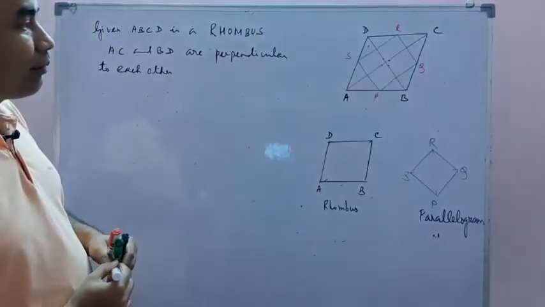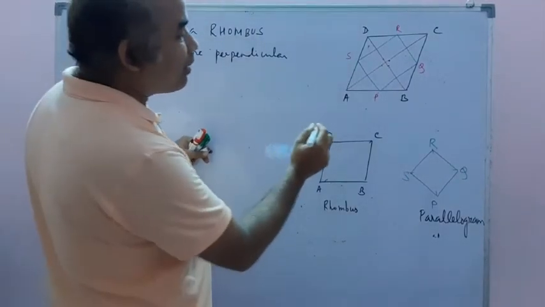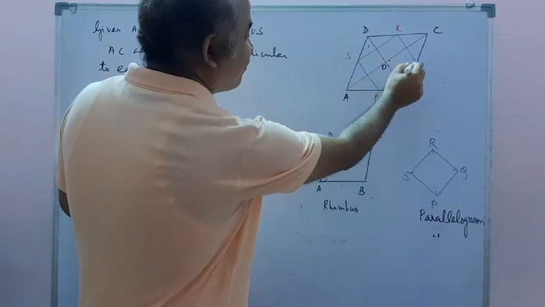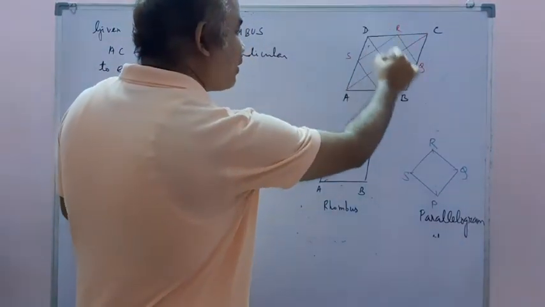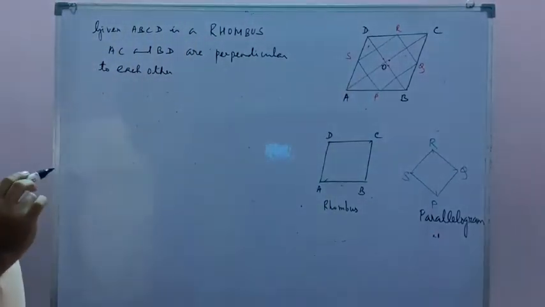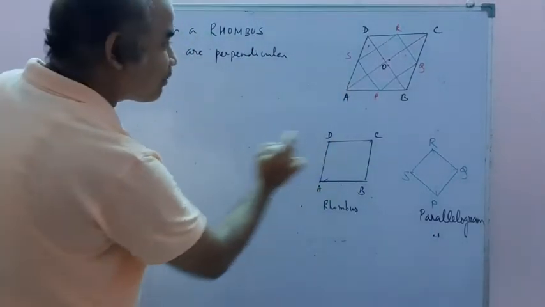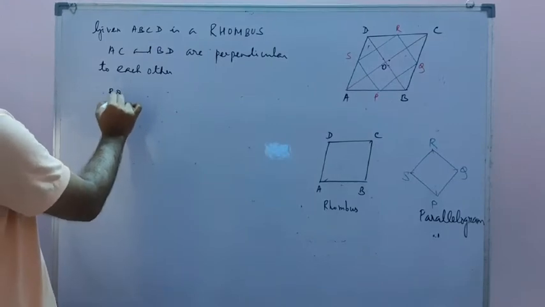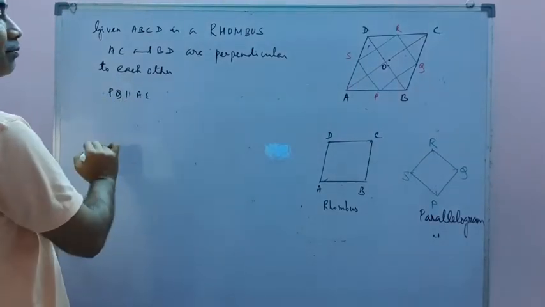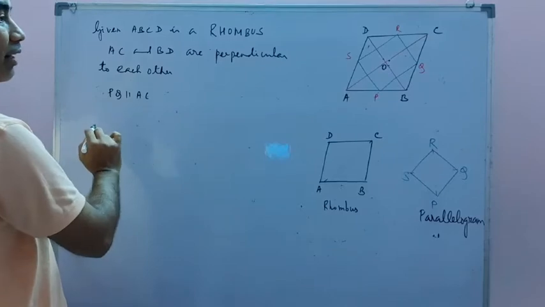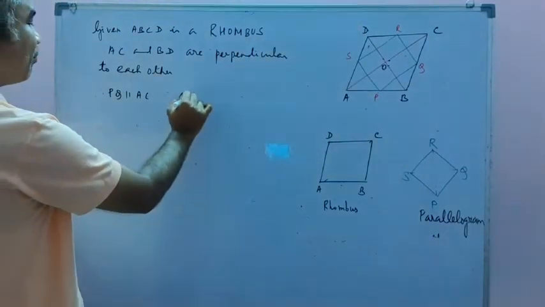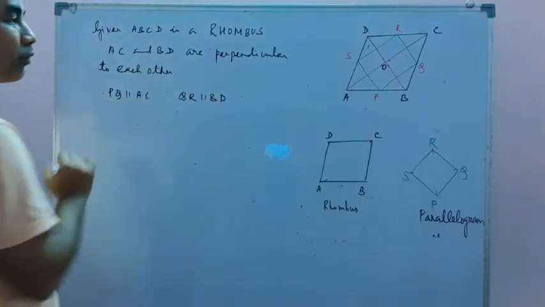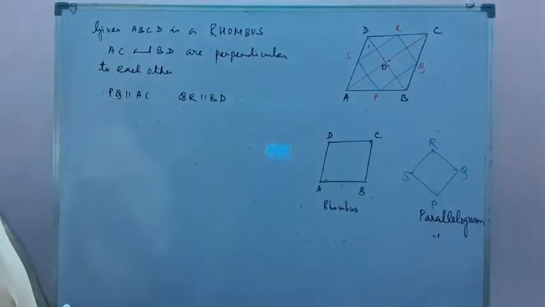It is a parallelogram. Next, by the midpoint theorem, you prove that PQ is parallel to AC and QR is parallel to BD. That you already proved by the midpoint theorem. That's why you have got it as a parallelogram. So what you have proved is that PQ is parallel to AC, and QR is parallel to BD. That we already proved. Okay, clear?